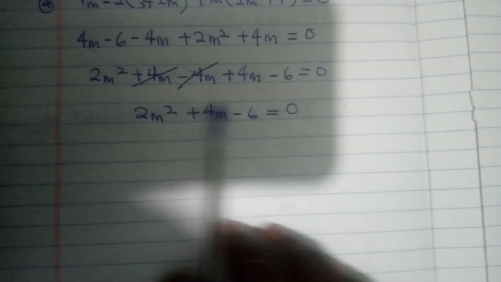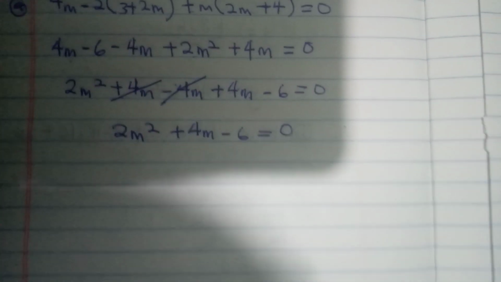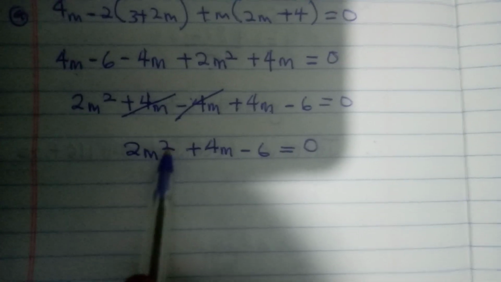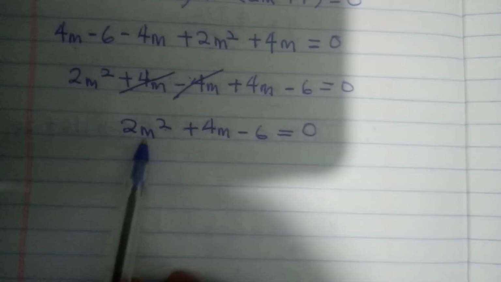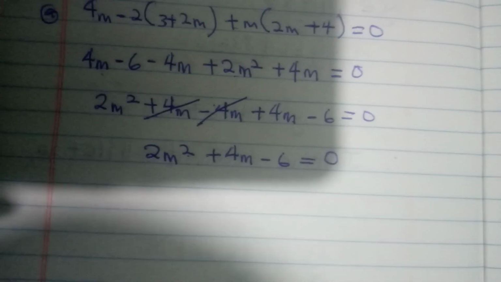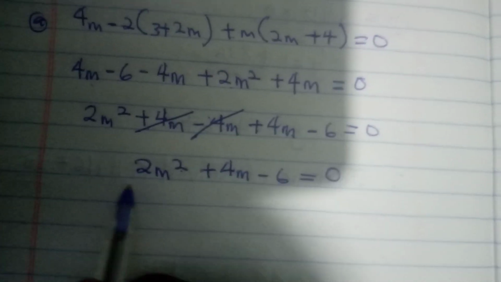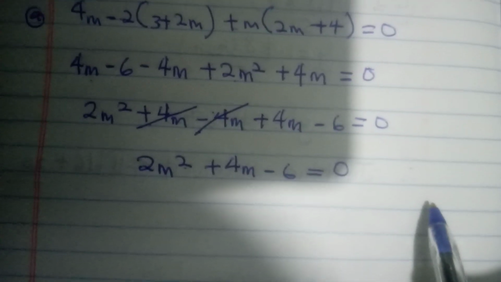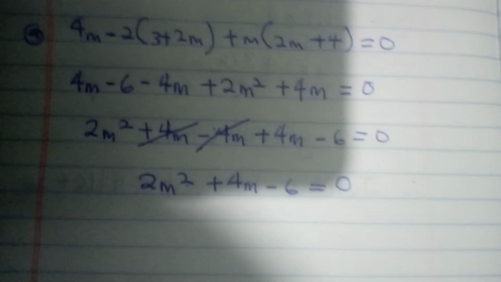Now, this becomes a quadratic equation because of the square we are having here. But we have to see if we can make the coefficient of m squared to be 1 by dividing all terms by the coefficient of m squared.